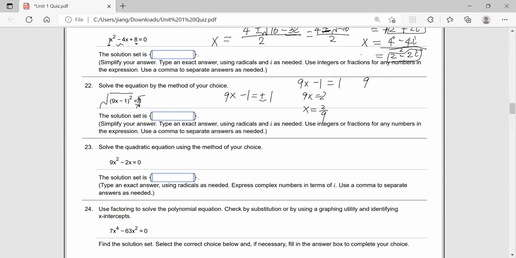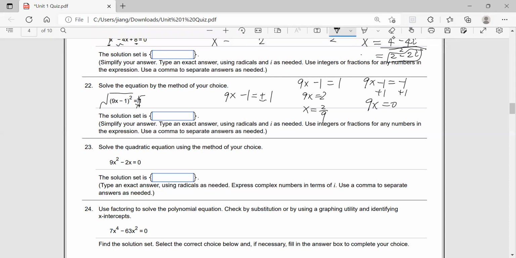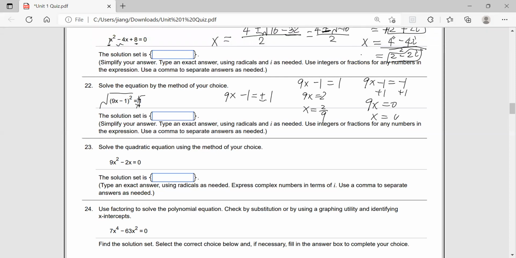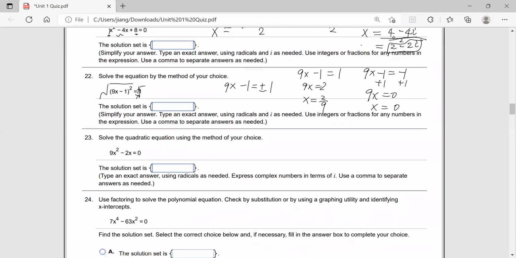And another case, 9x minus 1 equals negative 1. So add 1 to both sides. So we have 9x equals 0. So divided by 9 both sides, x equals 0, because 0 divided by 9 is 0. So I got two solutions. Okay, let's see the next one.